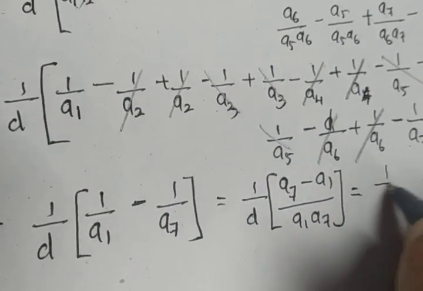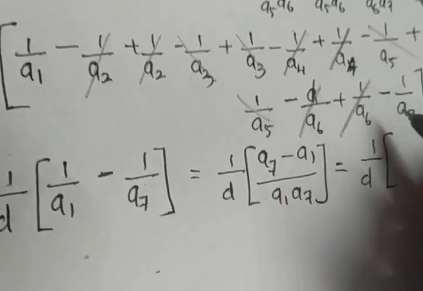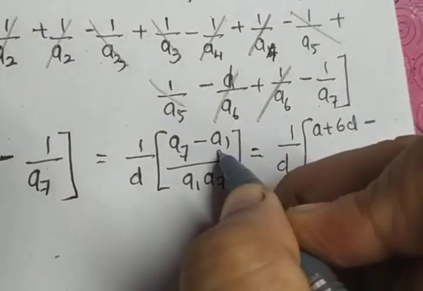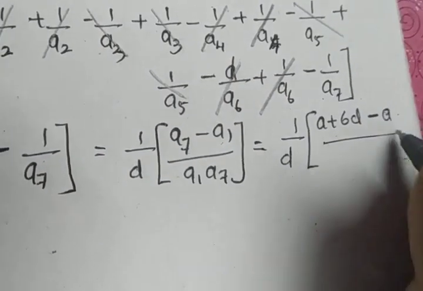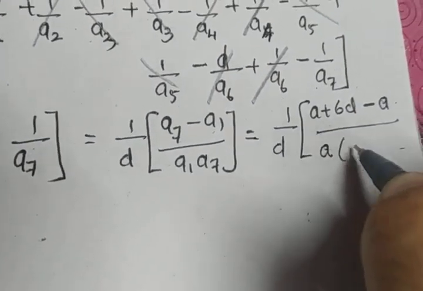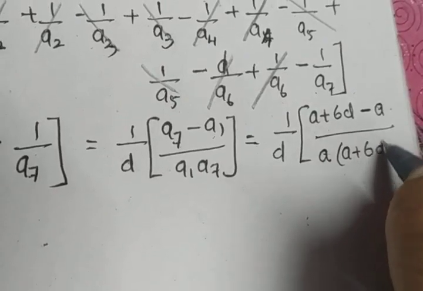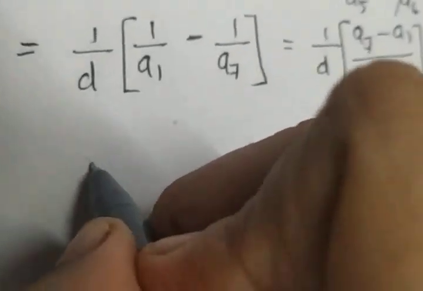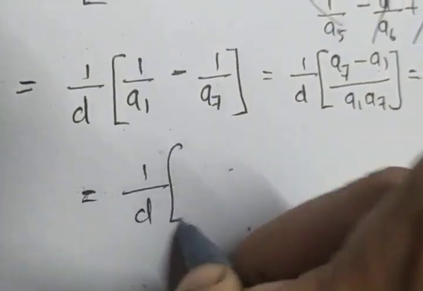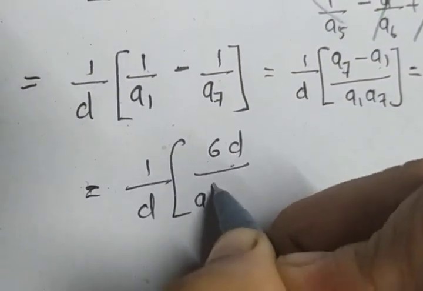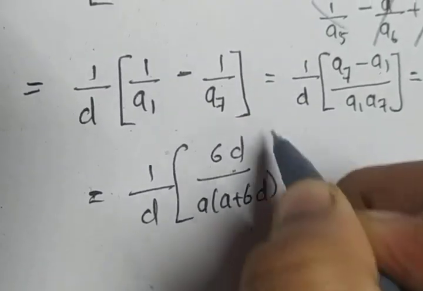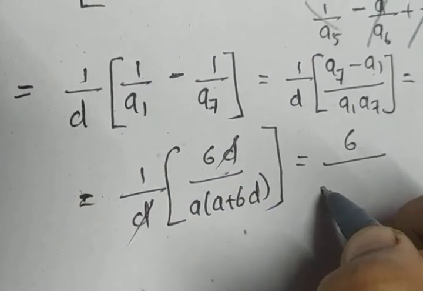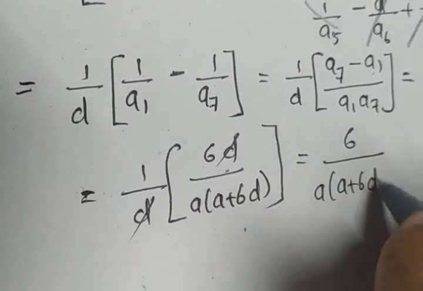That is equal to 1 by D into, what is A7? By using the formula we can write A plus 6D minus, what is A1? A1 is A itself, divided by A1, which is A itself, into A7, and instead of A7 I can write A plus 6D. Here again minus A and plus A get cancelled. So we are getting 1 by D into 6D divided by A into A plus 6D. Again D gets cancelled. Now we are getting 6 by A into A plus 6D.